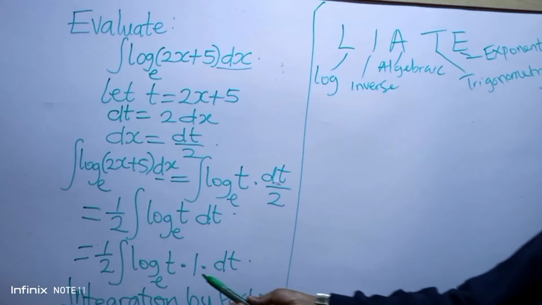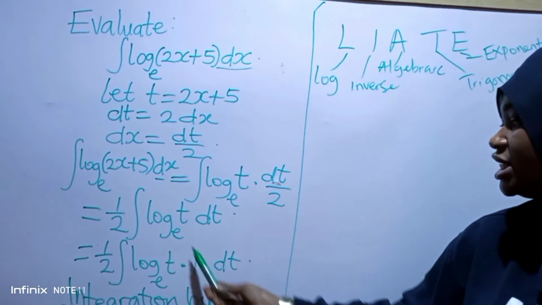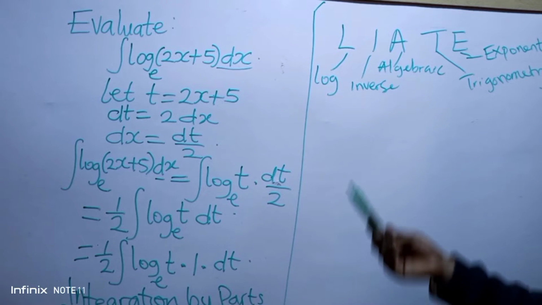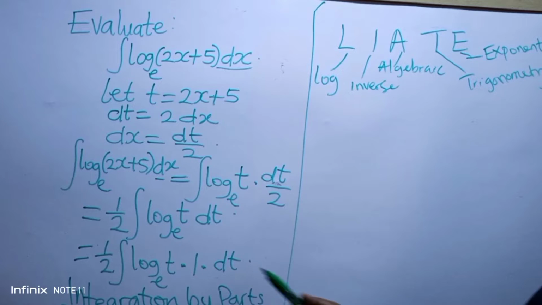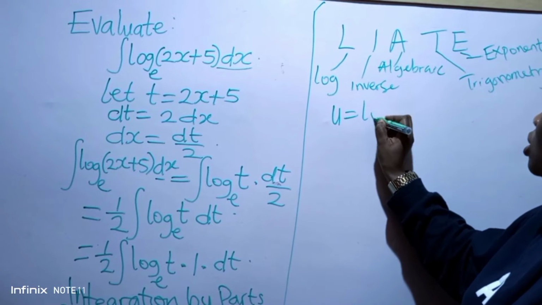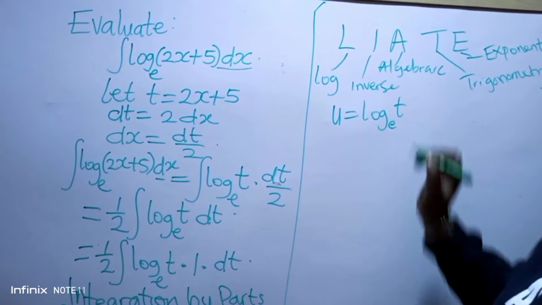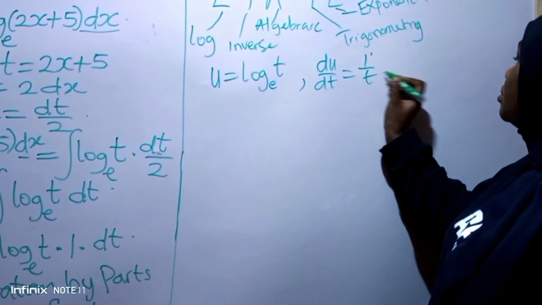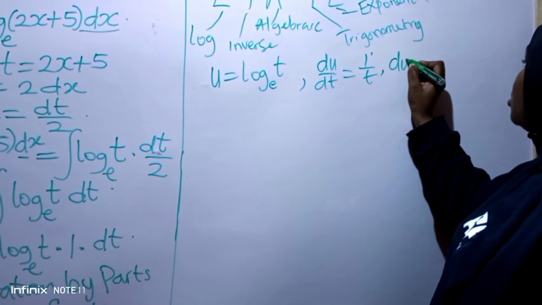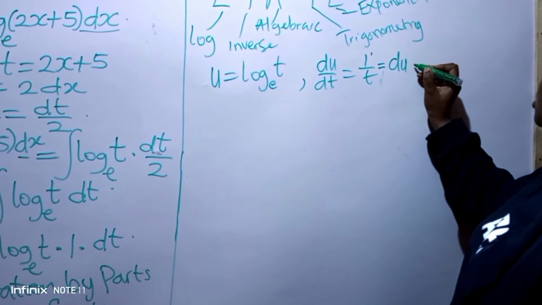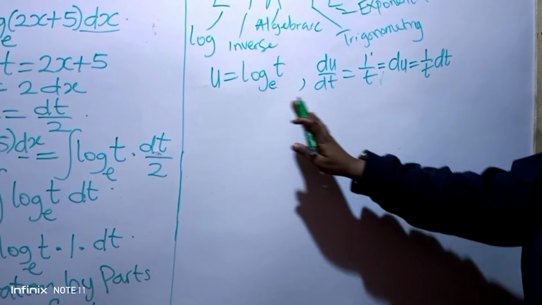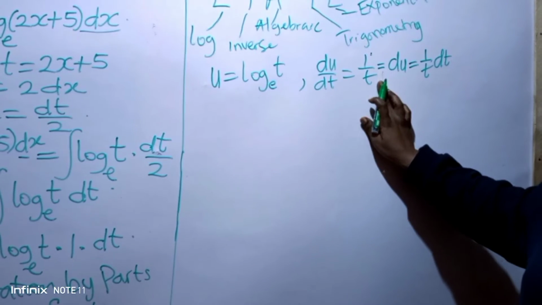If you look at this expression, I have log t base e multiplied by 1. The 1 is a constant, and there is no algebraic term here. That means I take log t base e as my u. So u is equal to log t base e, and du is equal to 1 over t dt. That is, if you differentiate log t base e, you get 1 over t.